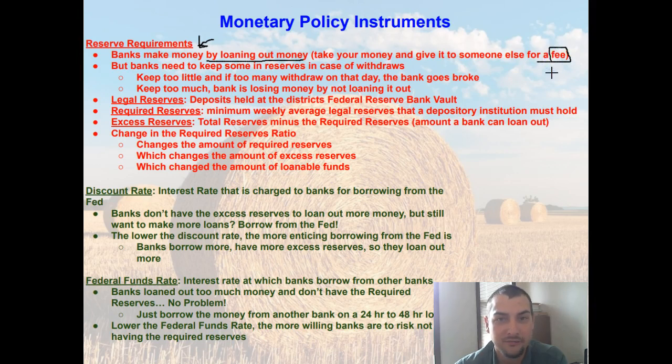So if you put money in, say, a savings account and then you borrow money from that bank, it's like you're giving the bank money so that they can loan it to you and charge you a fee to loan it out to you. So banks make money by loaning out money at an interest rate, at a fee. They're loaning out this money, but they are required to keep some of it in case of cash withdrawals.